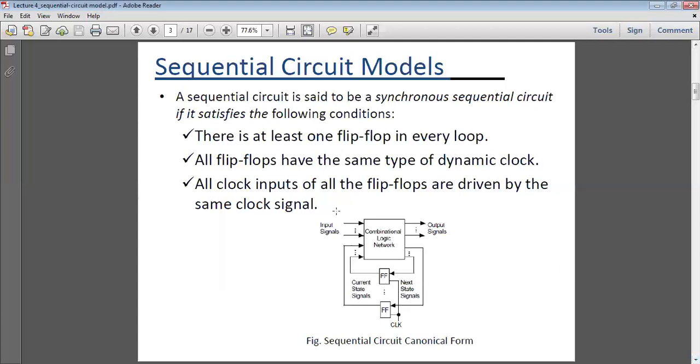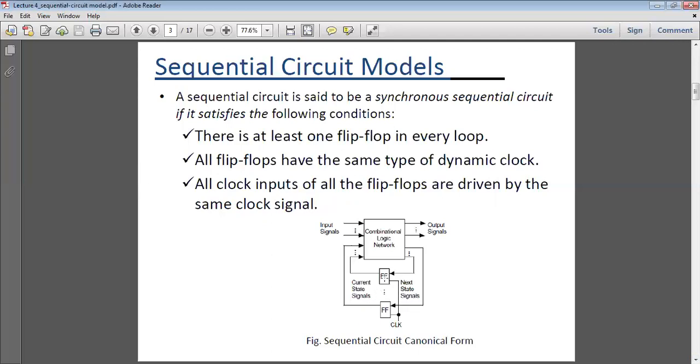There is at least one flip-flop in every loop. All flip-flops have the same type of dynamic clock. All clock inputs of the flip-flops are driven by the same clock signal. This is a simple block diagram of a sequential circuit.